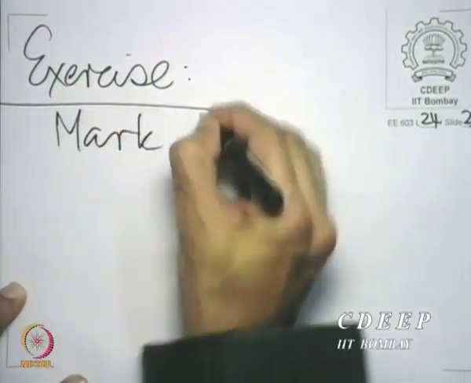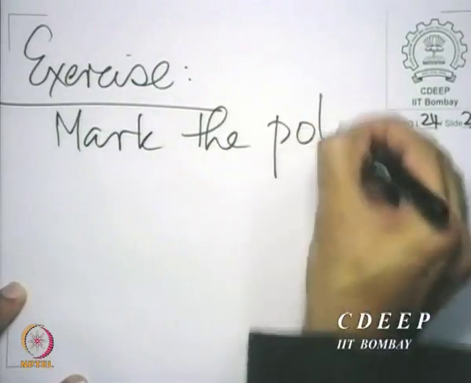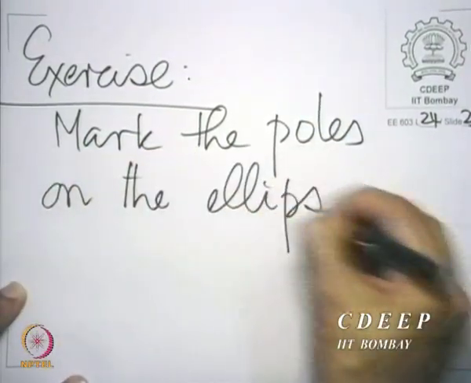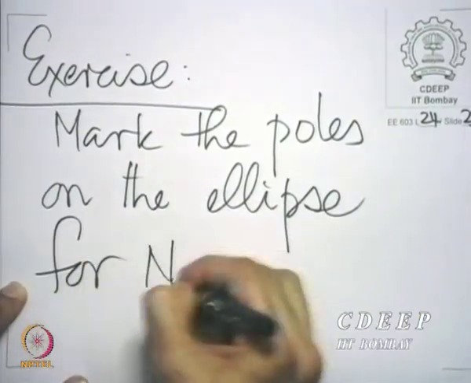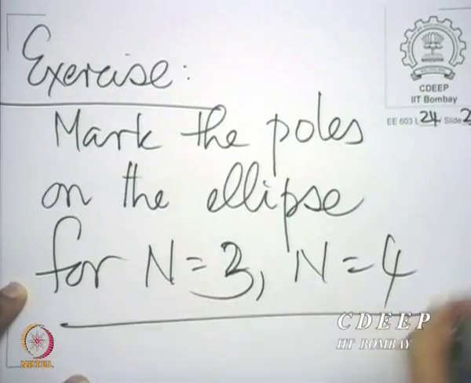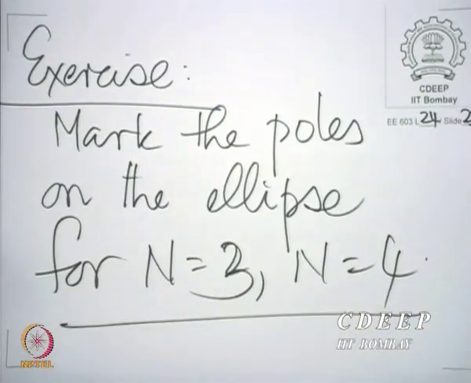Mark the poles on the ellipse for n equal to 2, I am sorry, for n equal to 3 and n equal to 4. And you would get a feel of how the poles are located.